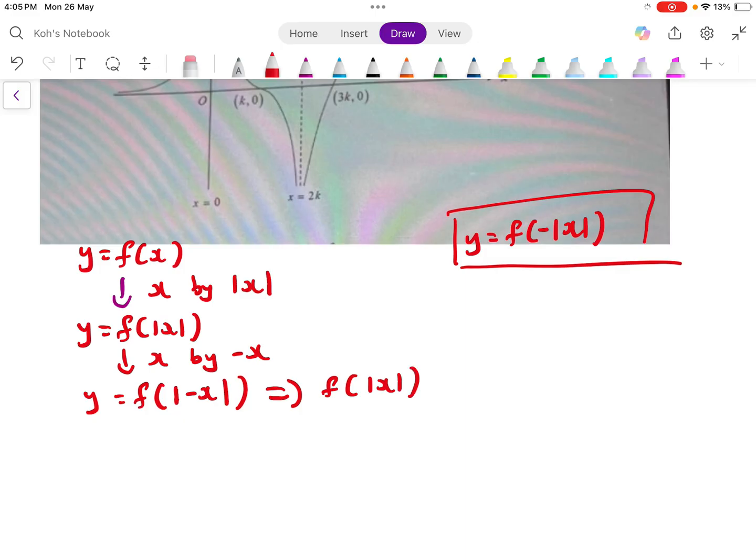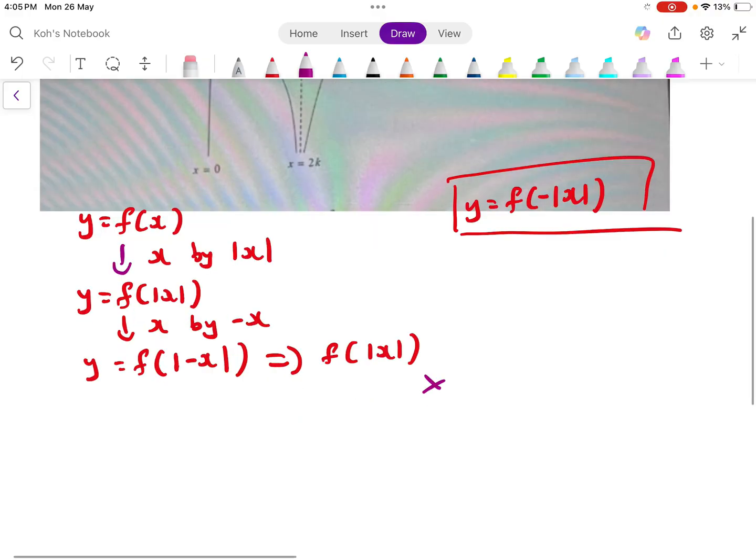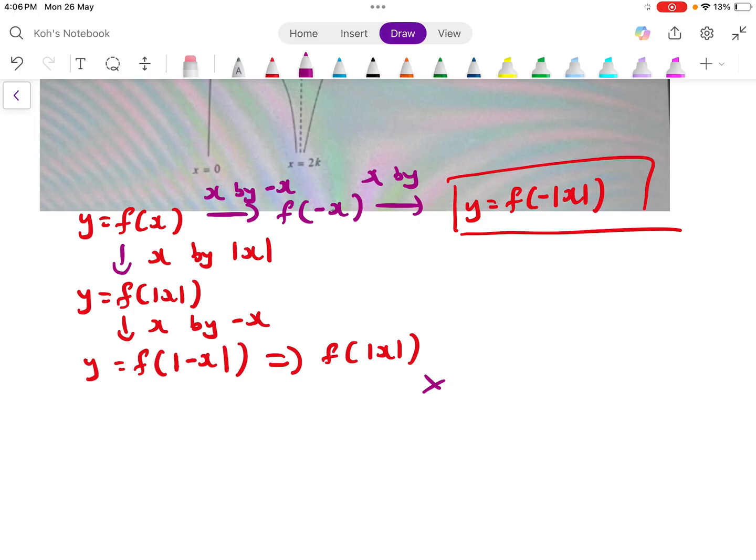So what we can do is actually like this. For example, y equal to f(x). I start off by replacing x by negative x. So this will give you y equal to f(negative x). Then after that, you mod it. You mod the x only, which means you replace x by mod x. So this will give you something like this, because the negative will be outside already. You are just modding the x only. So this will be the series of transformation.